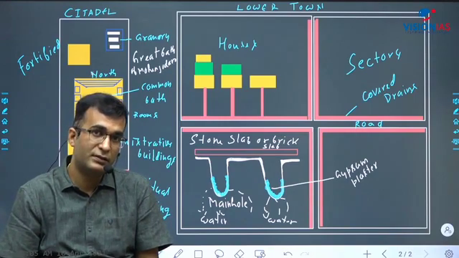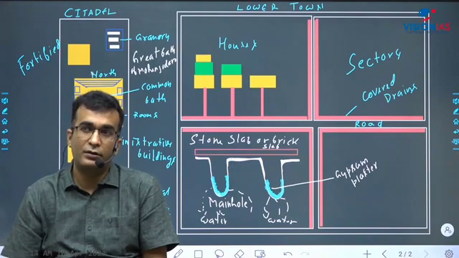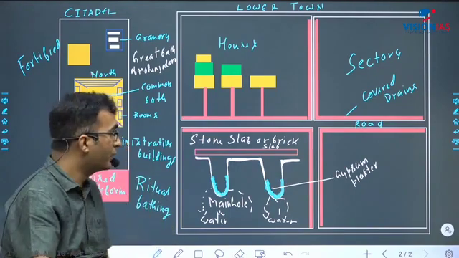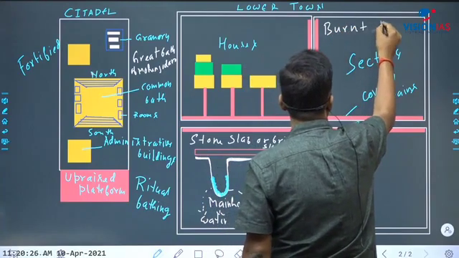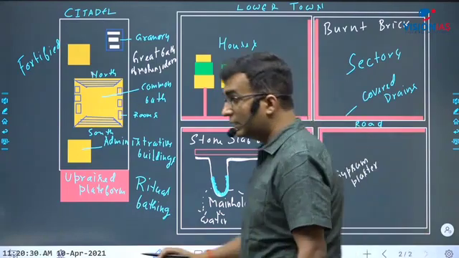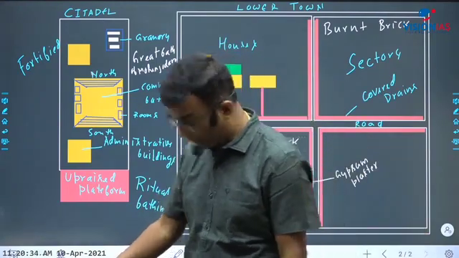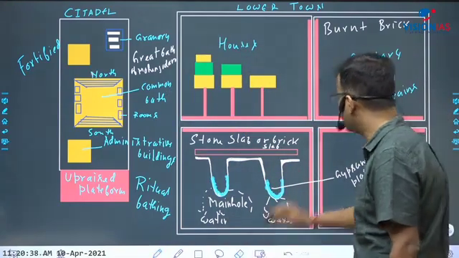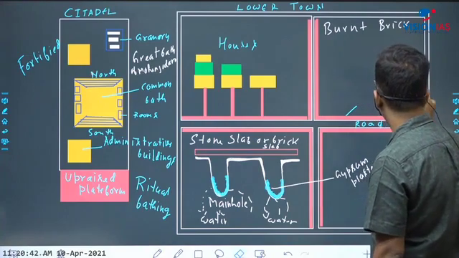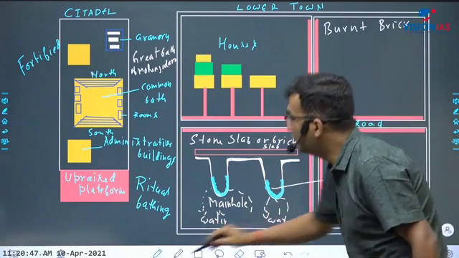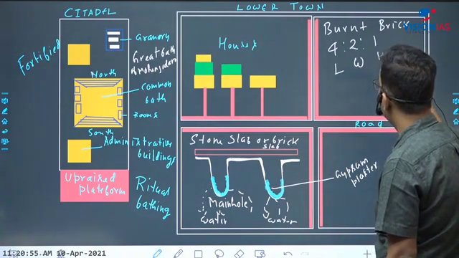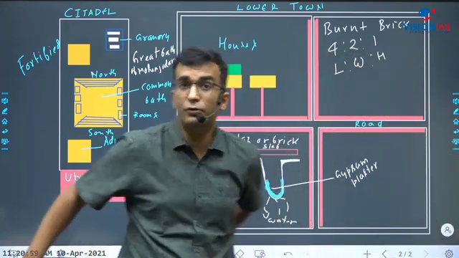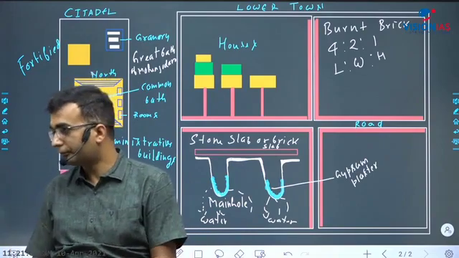After this, the houses were created with burnt brick of same shape and size, in the ratio of 4:2:1. 4 could be length, breadth would be the 2 and height would be the 1.